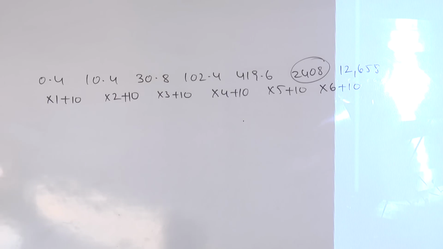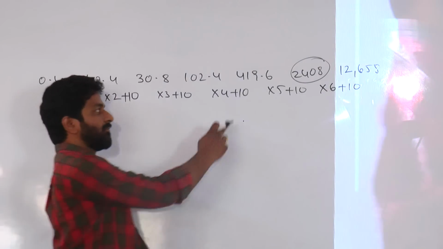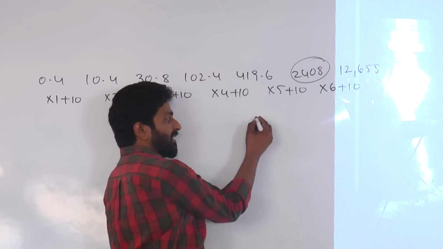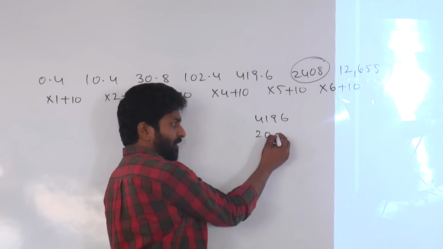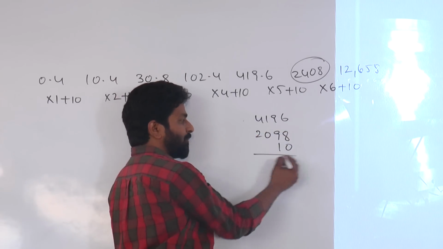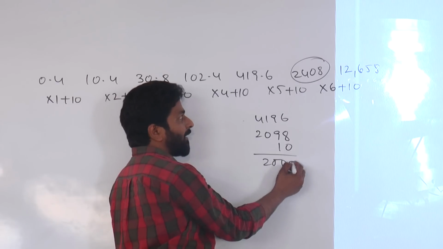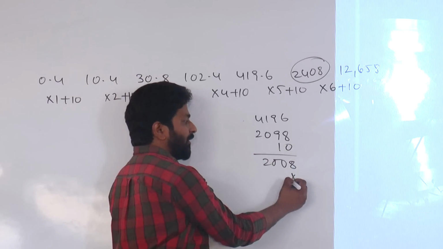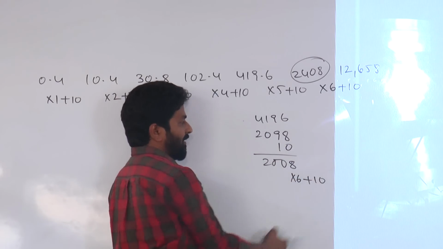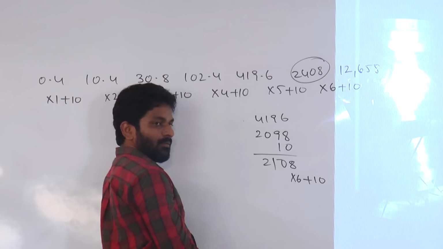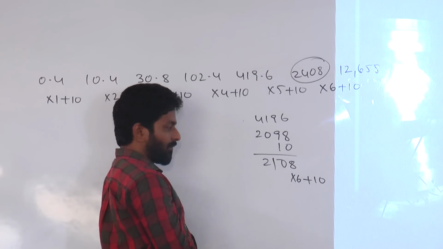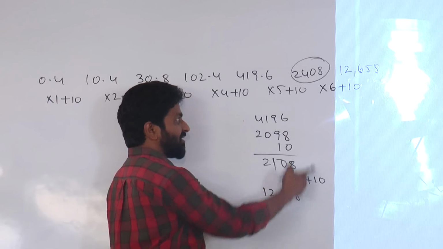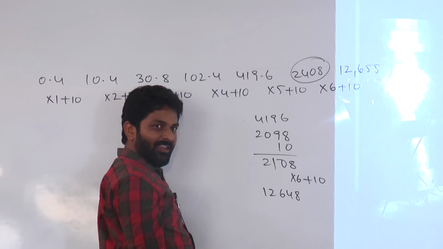That one is right. Into 5 plus 10 is not working here. I am taking 10 times and then making it half. 10 times of this number 4196, half of it is 2098 plus 10 should be 2008. You should have 2008 here. In that case, into 6 plus 10. Next number, into 6 times 12,648 plus 10, 658. Verified. Where are you?